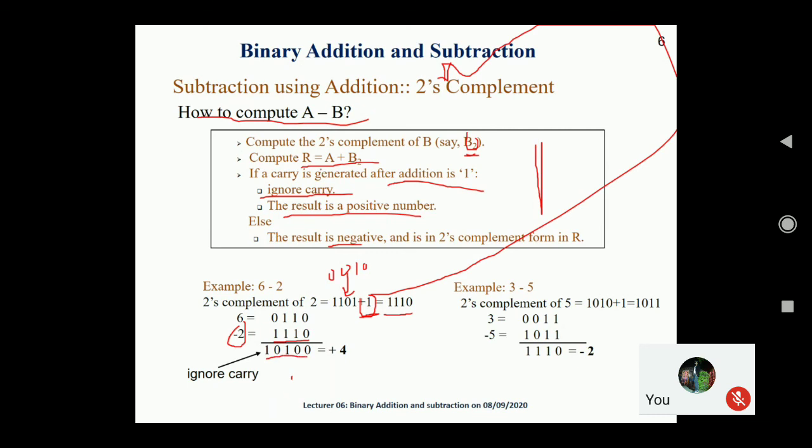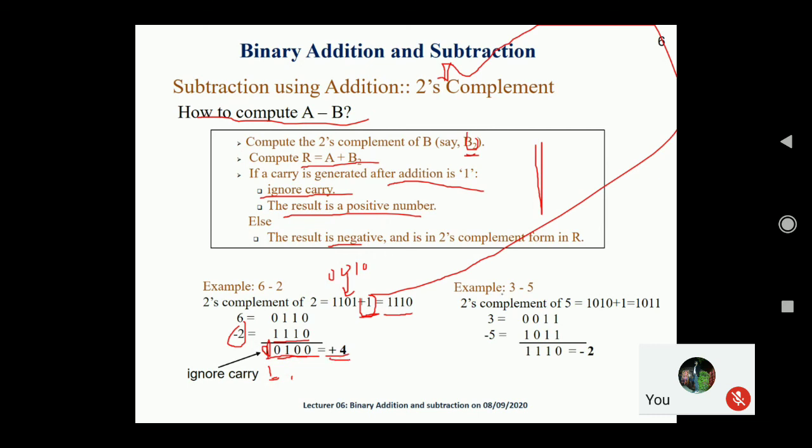Okay. So according to this procedure, what happens if carry is generated? This one is the carry. The result is 10100. So an extra 1 bit is generated. Ignore this particular bit, and the result is positive, and this one is 0100. So this one is the plus.